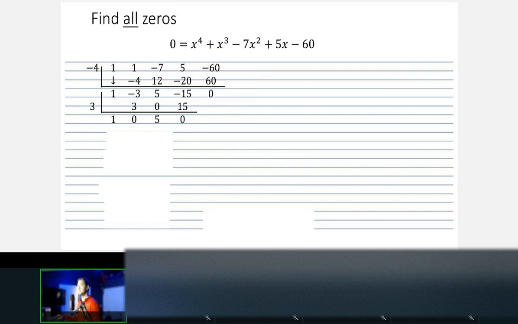So we are going to reduce this polynomial by those 2 zeros. So we set up the synthetic division. We could do 3 first, or we could do -4 first. It doesn't matter. So I did -4. We get remainder 0, like we should, and then we do it again with the other zero, which is at 3. Remainder 0, like we should.